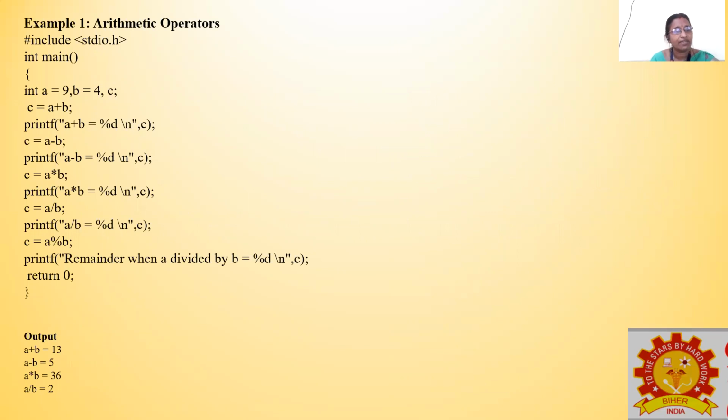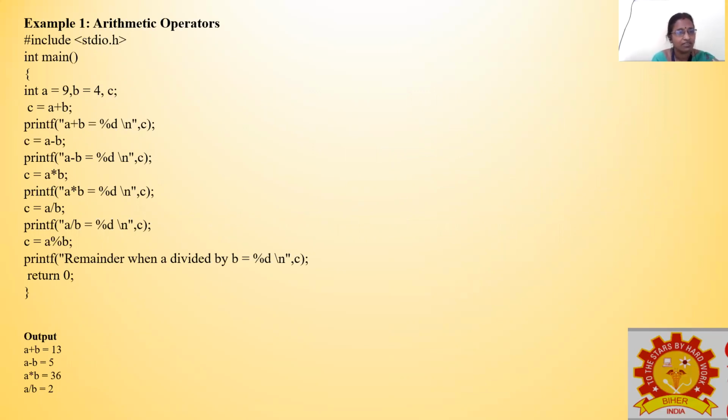So for arithmetic operations, one very fine example is given. Include stdio.h, int main. Now the A value is equal to 9, the B value is equal to 4, and C is equal to A plus B. We are doing addition, subtraction, multiplication, division, and modulus operations, with the values of A equal to 9 and B equal to 4, and the values are shown here.